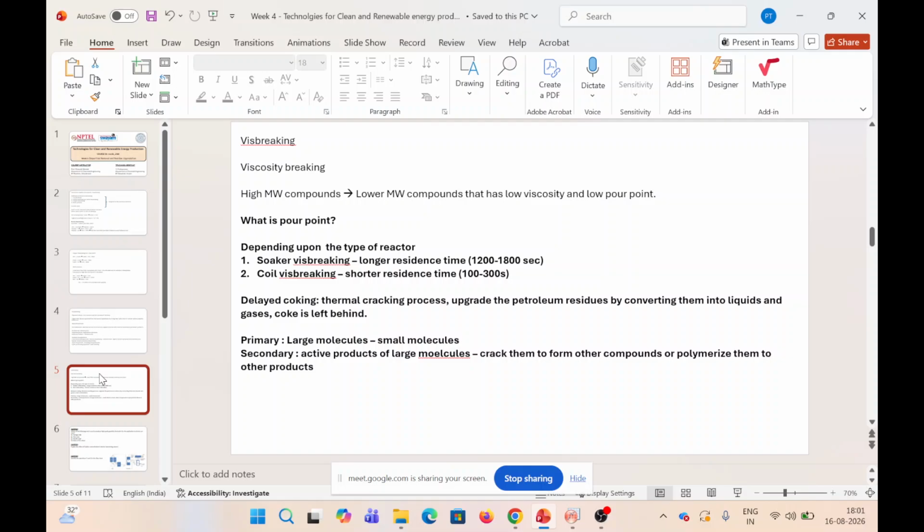Now, the question that comes here is, why do I need to make a compound that has low viscosity and low pour point? What is the significance of this low viscosity and low pour point? Is anyone able to figure that out? Is there any need to be specific about low viscosity and low pour point?